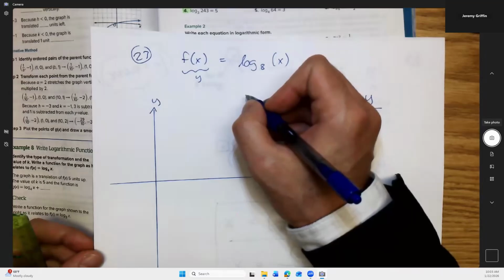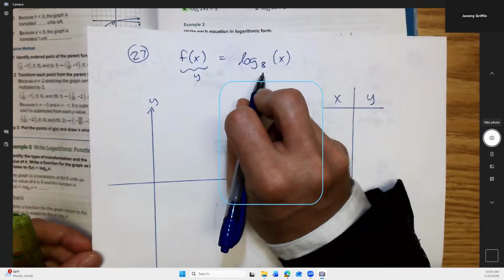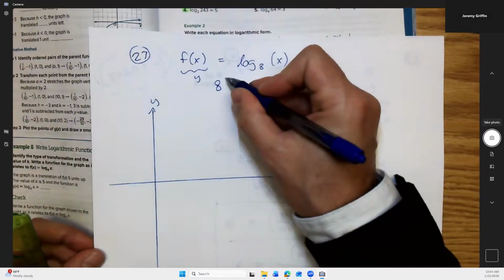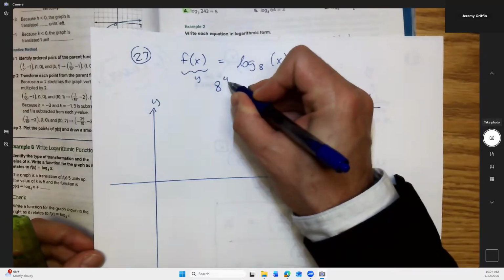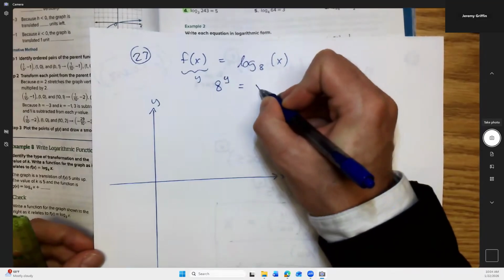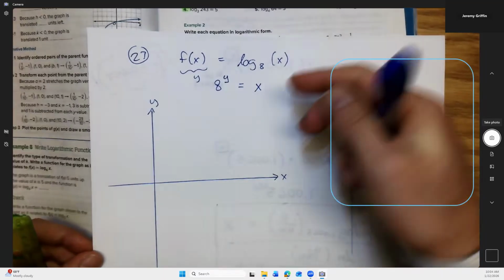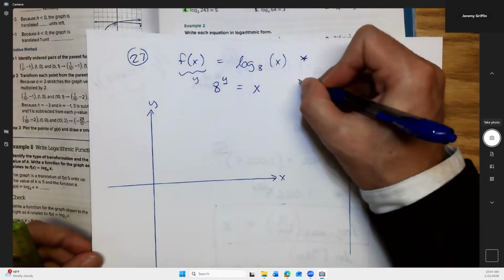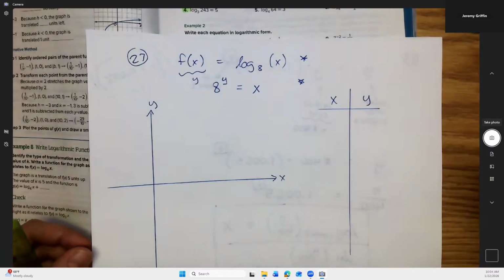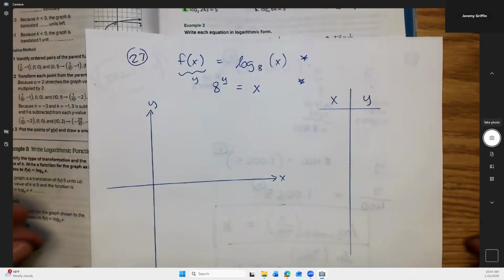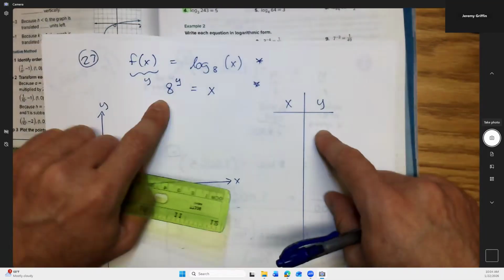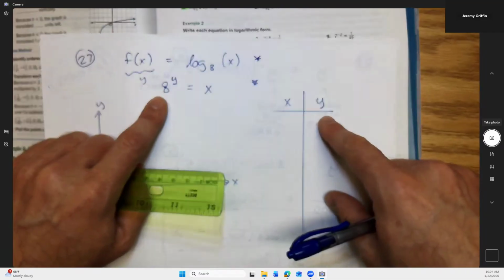Guys, what's the base? 8. So right, 8 to the power of what? To the power of y is equal to x. Right. Guys, this equation right here, and this equation right here are the exact same equation. Just one's a logarithm and one's in terms of an exponential. The same thing. Okay.